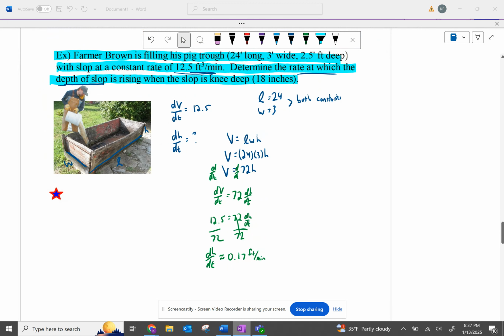So one thing you might recognize here is that we never actually found the rate of change when the height was knee deep. And that's because of this part right here. The volume is 72 times the height. The volume is a linear function, and the slope of a linear function is going to be constant. So it makes sense that the rate of change will be constant, regardless of whether it's empty, whether it's knee deep, whether it's almost full. It's always going to be filling at a constant rate, and that's what that constant rate is.